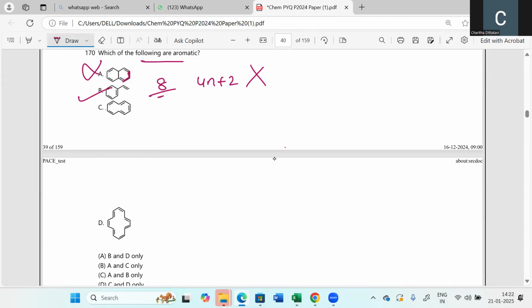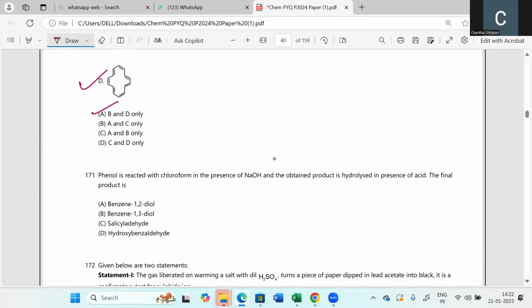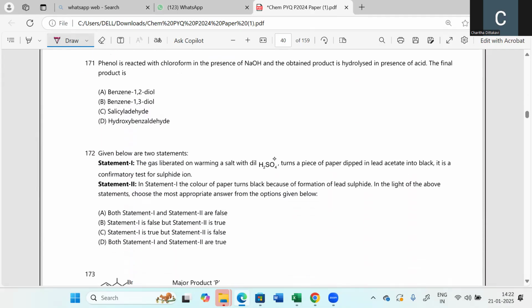1, 2, 3, 4, 5, 6, 7. 7 twos are 14 electrons you're getting. It is 4n plus 2 pi electrons with the aromatic character also. So B and D, option A, right? With the conjugation also. So B and D, that will be your A.